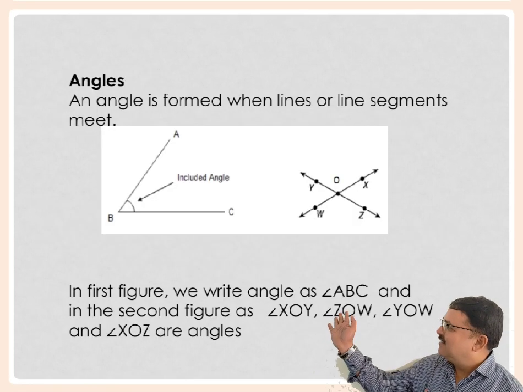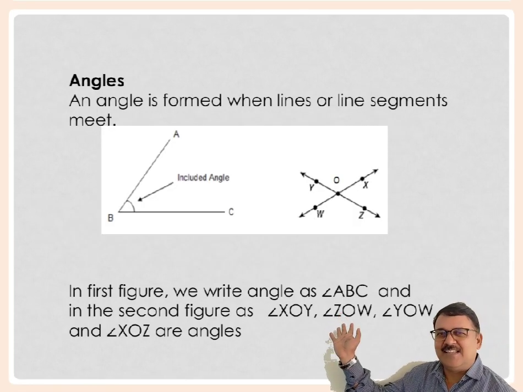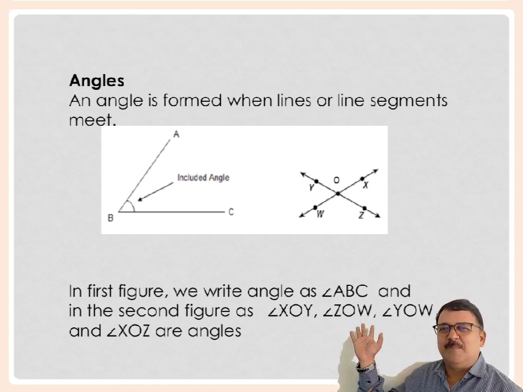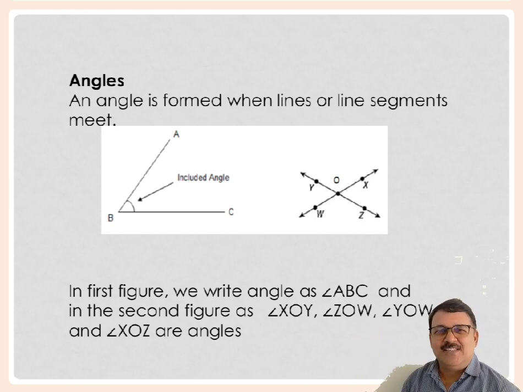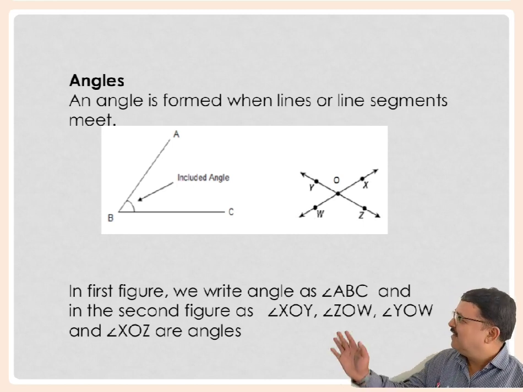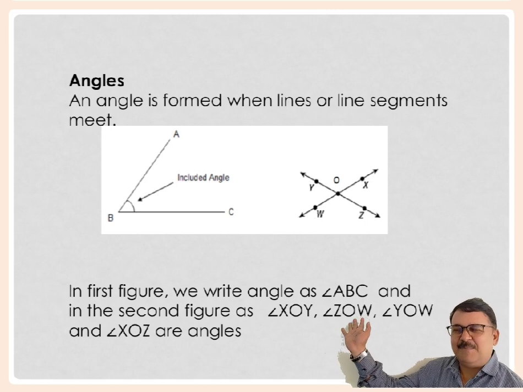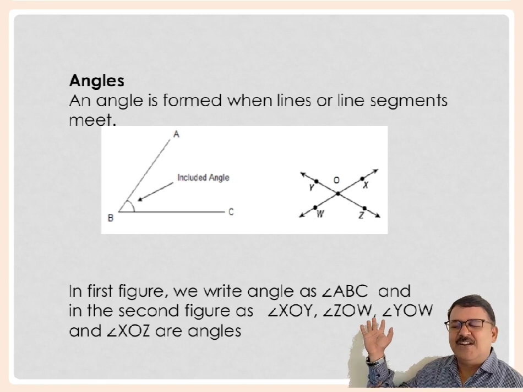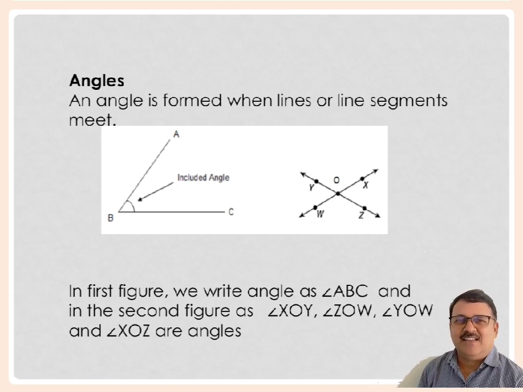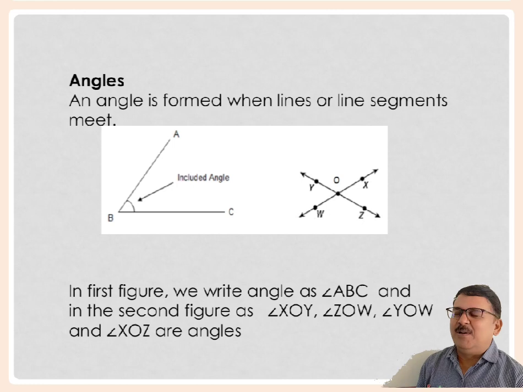Now, angles. An angle is formed when lines or line segments meet. In the first figure, you can see the two line segments AB and BC. They meet at B. And in the second figure, two lines YZ and WX intersect at a point O. In the first figure, we write the angle as ABC, and in the second figure, we write the angles as XOY, ZOW, YOW, XOZ. These are the different angles.